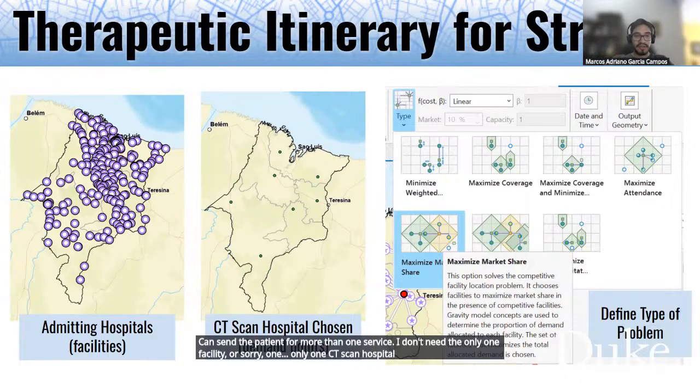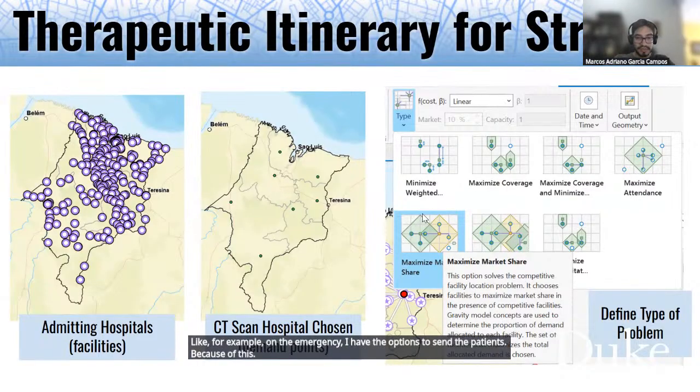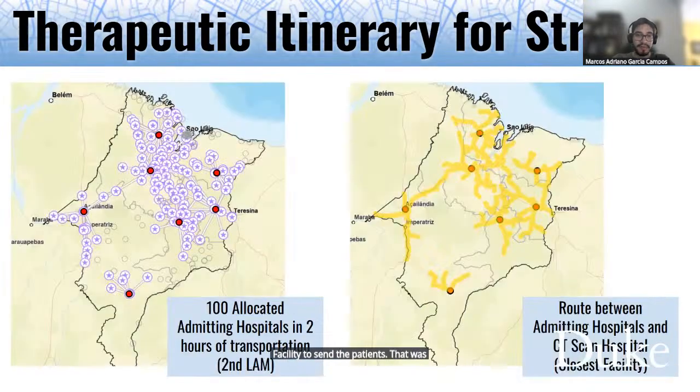In admitted hospital, for example, under emergency, I have options to send the patients. Because of this, I changed the algorithm and I use the maximize market share, so that I can choose 1 or more facilities to send the patients. That was my definition of the problem type.